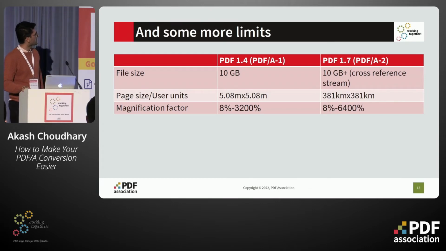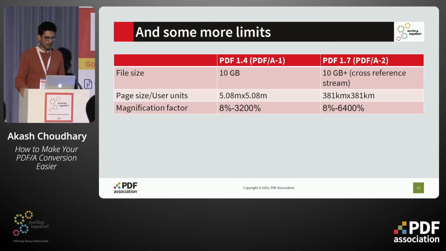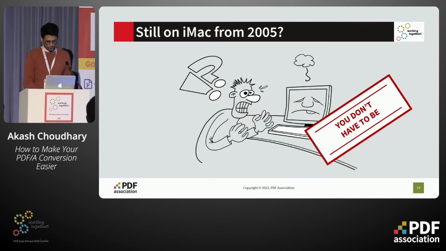Then comes magnification factor. Small issue, but in PDF 1.4, there is a range that is 8% to 3200%, whereas it's much higher in PDF 1.7, from 8 to 6400%. Now, these were the limits, and the question is, are you still using the Mac from 2005? That is the message that I want to give from the limits that I just showed you right now.